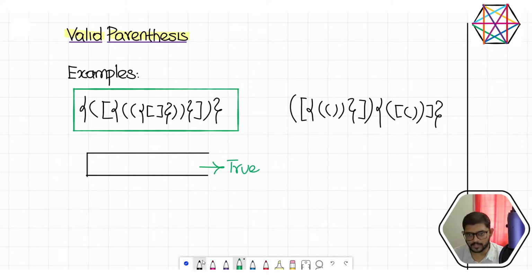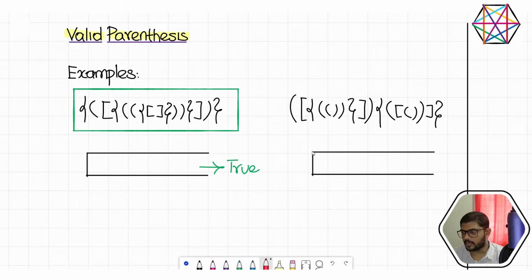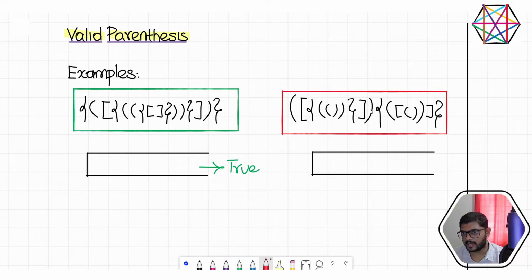Let's check the second example. We are doing the exact same thing we did in the previous example. We scan all these characters from left to right, one by one. Just one linear pass is more than enough. The first character is open parenthesis. We are putting it in the stack, appending it to the stack. Then we have open square bracket, then open curly bracket, then open parenthesis again, another open parenthesis, then a closing parenthesis.